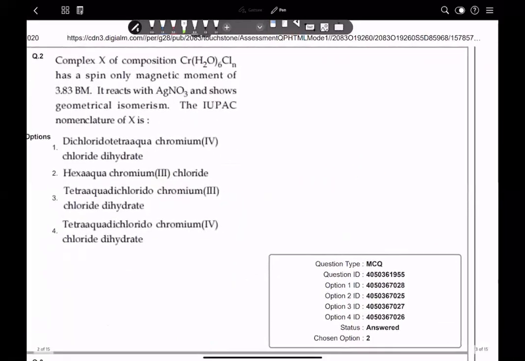In the second question, a complex X of composition Cr(H2O)6Cl3 has a spin only magnetic moment of 3.83 Bohr magneton. So the magnetic moment given to you is 3.83 Bohr magneton, which confirms the number of unpaired electrons is equal to 3, because magnetic moment is root over n(n+2) Bohr magneton. If you equate, you will get n is equal to 3. Right?